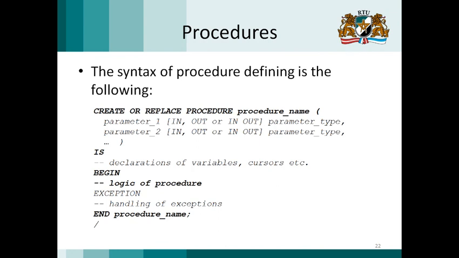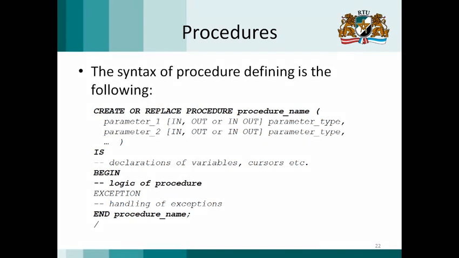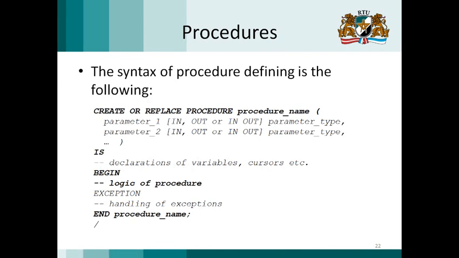There will be parameters that will be called text in the context of this procedure. For example, text. Then we must define in, out, and in-out. I will tell you about this later. In this case, it would be in. And the parameter type might be varchar2.